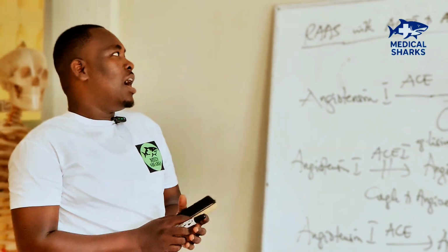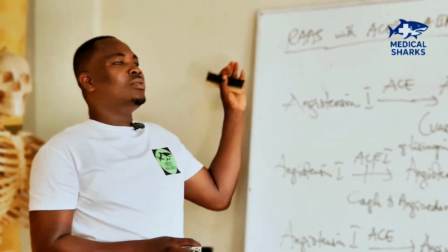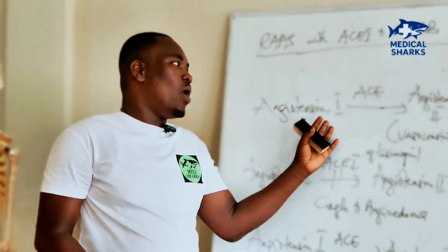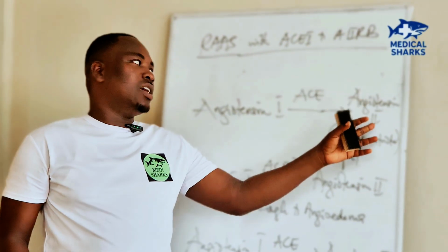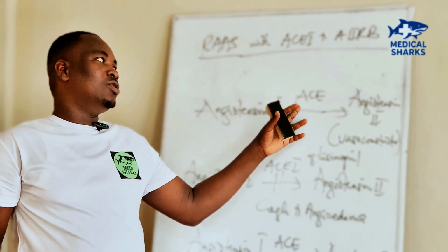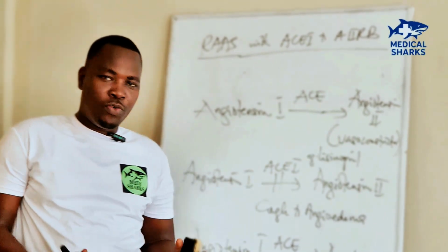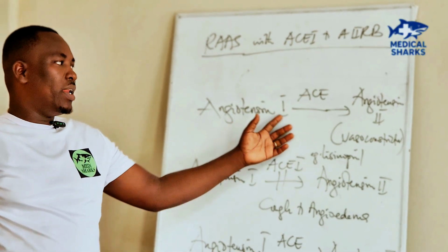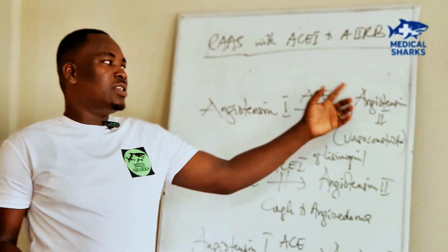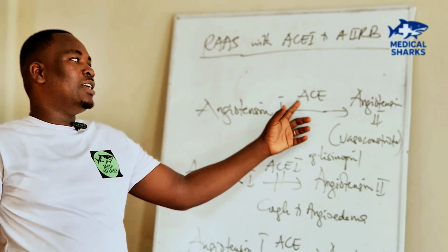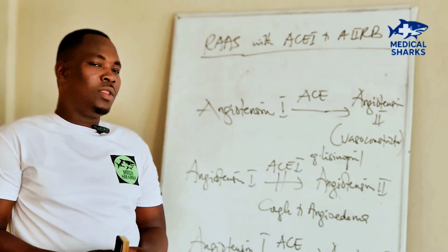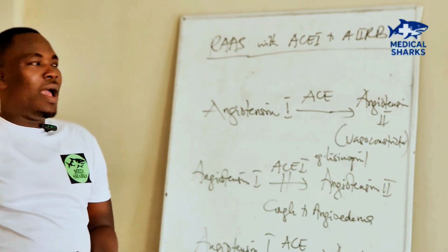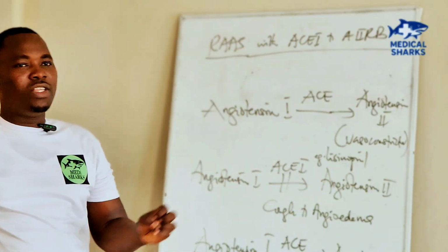Now, in the Renin-Angiotensin-Aldosterone System, we saw at one part that angiotensin I is converted to what? Angiotensin II, by the help of the angiotensin converting enzyme. I hope you could recollect. Now, angiotensin II is a very powerful vasoconstrictor. Anytime angiotensin II is in place, it constricts the vessels.